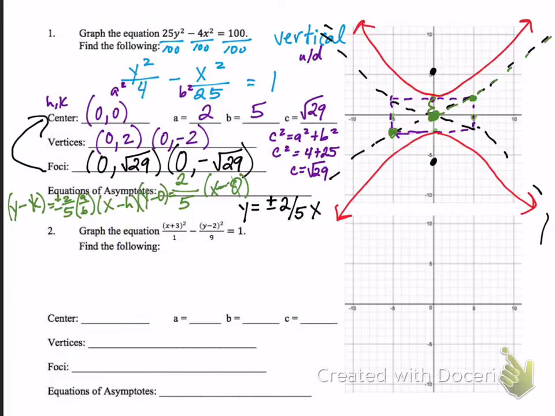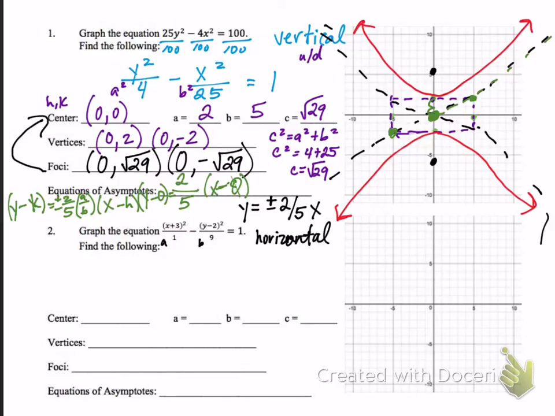Okay, so what I want you to do now is try number 2. Let's go ahead and decide if it's horizontal or vertical first. It's a horizontal because why? X is first. Because x is first, it would be horizontal. And then I want you to fill in A, B, and C. My A is still first, and my B is still second.